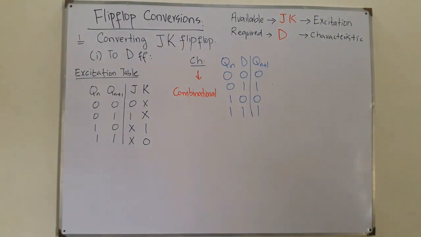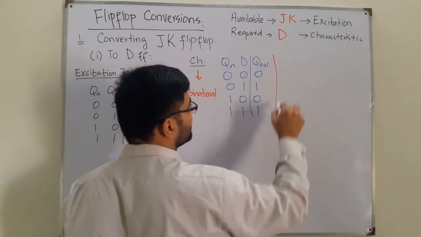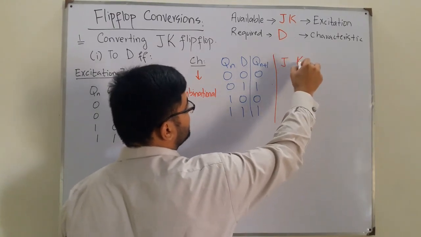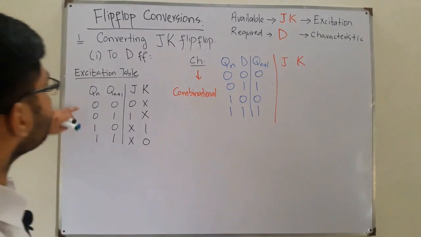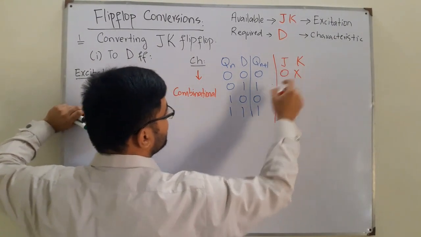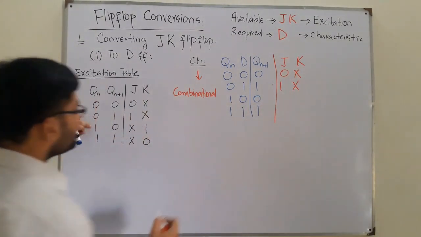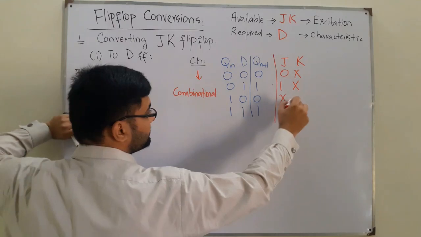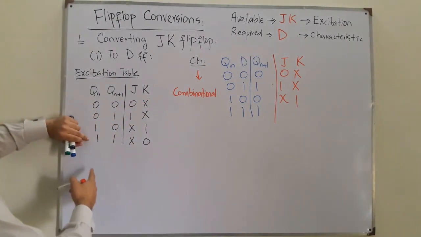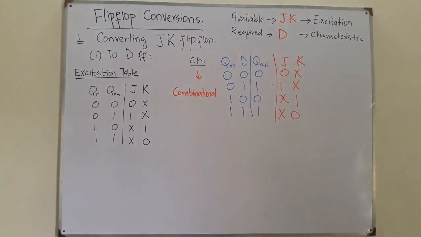Now, modifying it again, introducing J and K, making it a combinational table. This is J, this is K. Now, when both of them are 0, you have a 0, don't care. 0, 1, you have a 1, don't care. 1, 0, you have a don't care 1. And you have a 1, 1, so you have a don't care 0. This is now the combinational table.